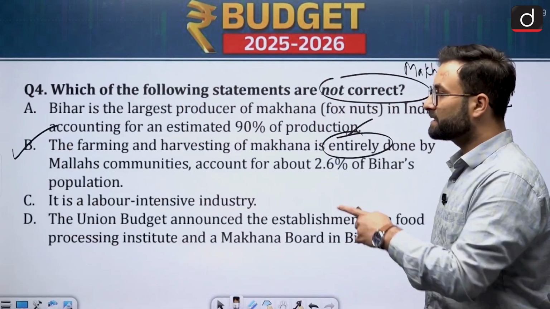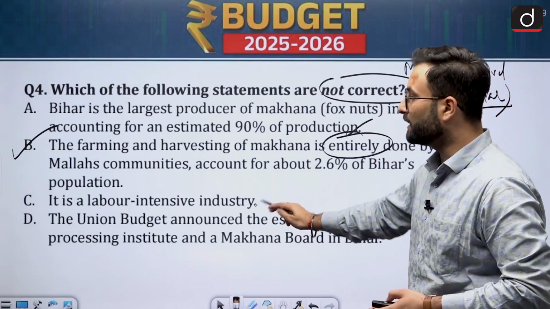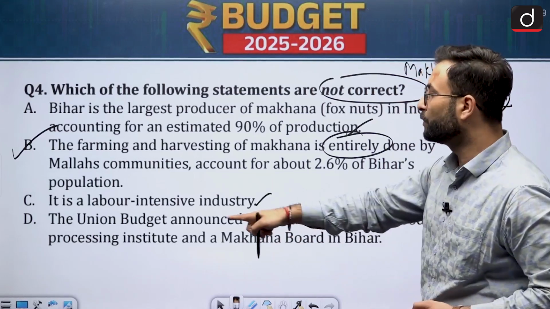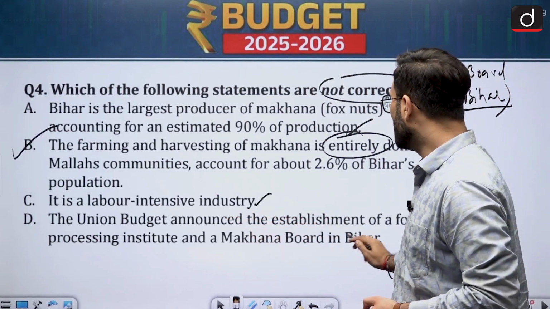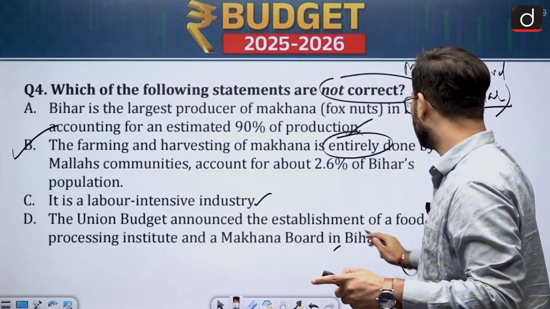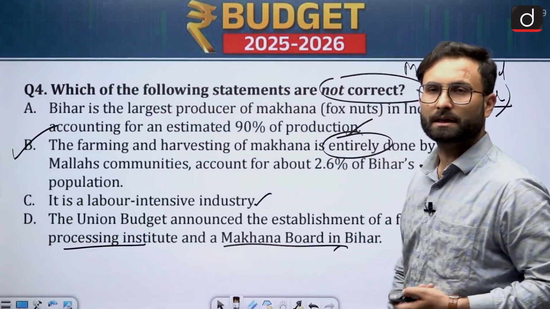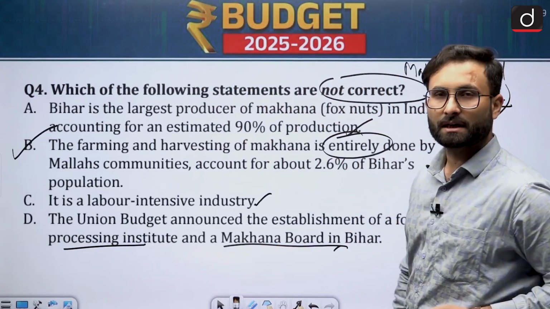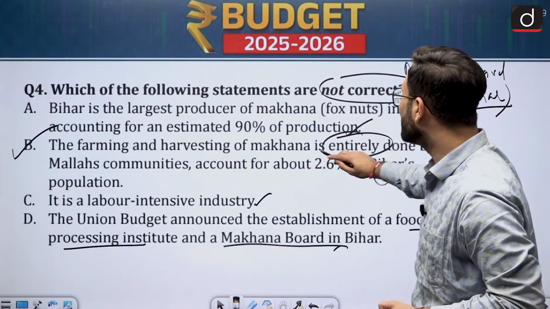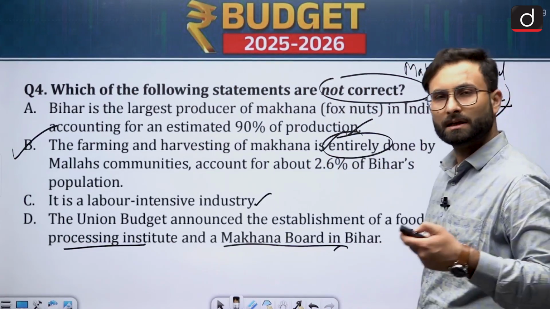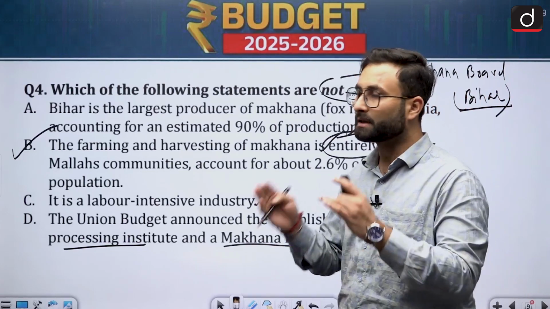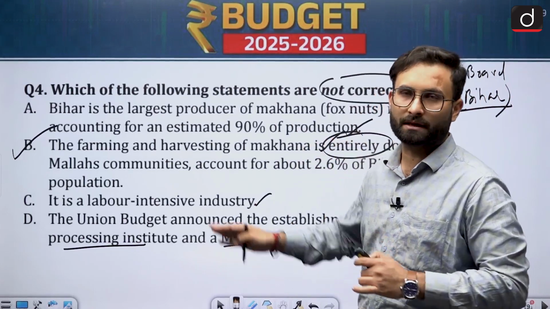Other than that, it is a labor intensive industry, that is right. Union budget announced the establishment of the food processing institution and the makhana board in Bihar. Now there are two things they are talking about. First, a food processing institution, and second is the makhana board in Bihar. Okay, so option B is your right answer over here, because that is not entirely by the Mallaha community. There are other communities which are also involved, but the maximum production is under the Mallaha community.